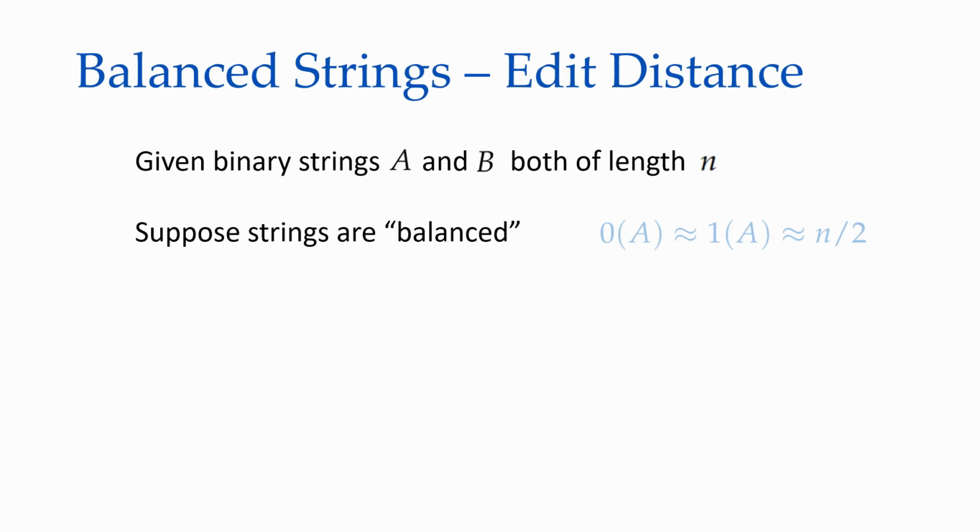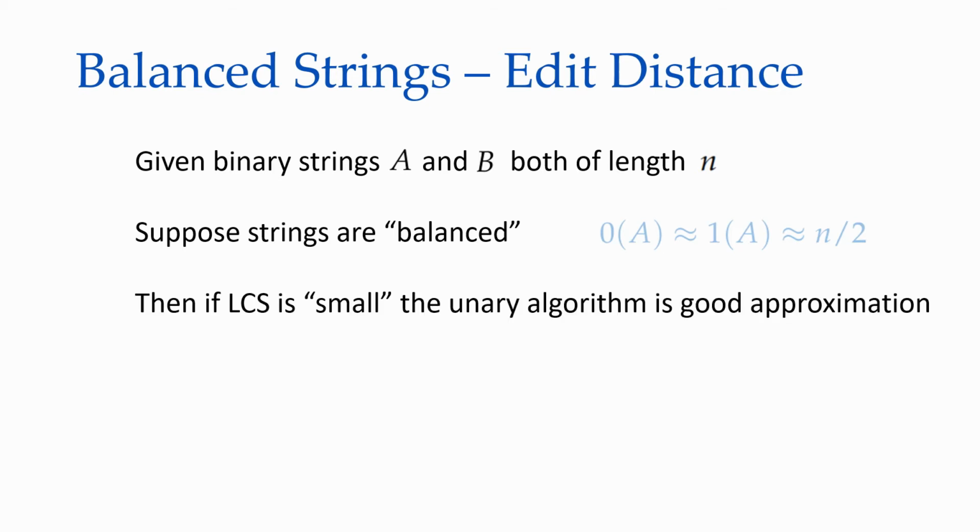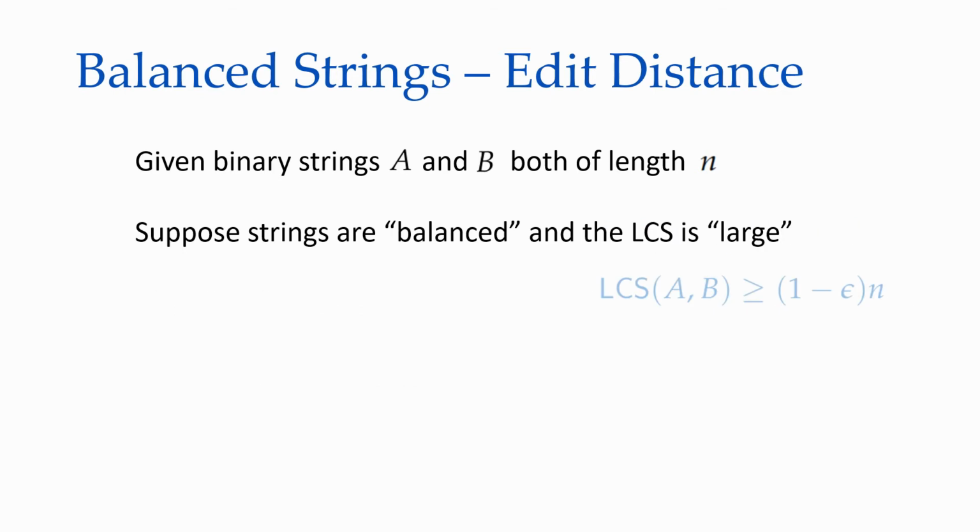In this case, the longest common unary subsequence must be at least n over 2. So if the LCS is small, in the sense that it is much smaller than n, then this unary subsequence will already yield a better than half approximation. So we can handle the case when LCS is small and the strings are balanced. So let's instead assume the LCS is large. And intuitively, we can think of this as saying the LCS is close to the full length n.